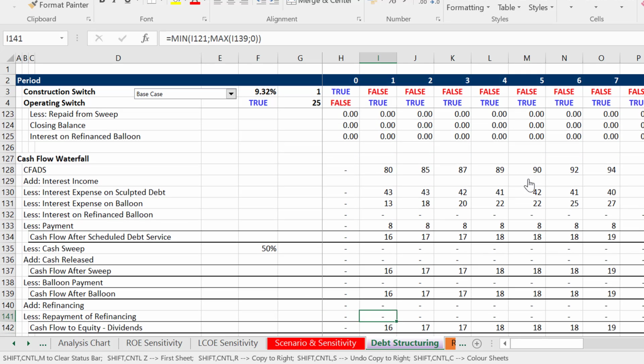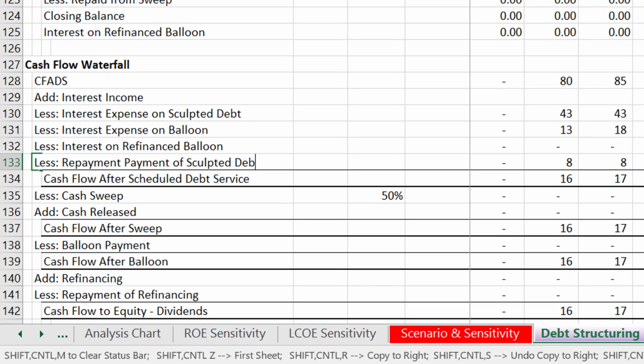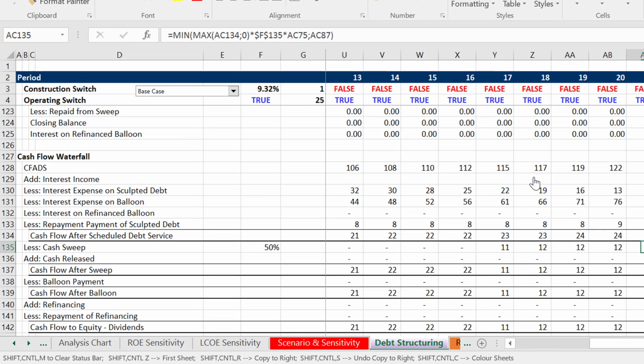So in our cash flow waterfall, we start with CFADS, then we take away the interest on the sculpted debt and the interest on the balloon payment. And this should say less repayment of the sculpted debt. Now, as usual, you have to make a cash flow sweep, you need a subtotal. And that was our min-max.